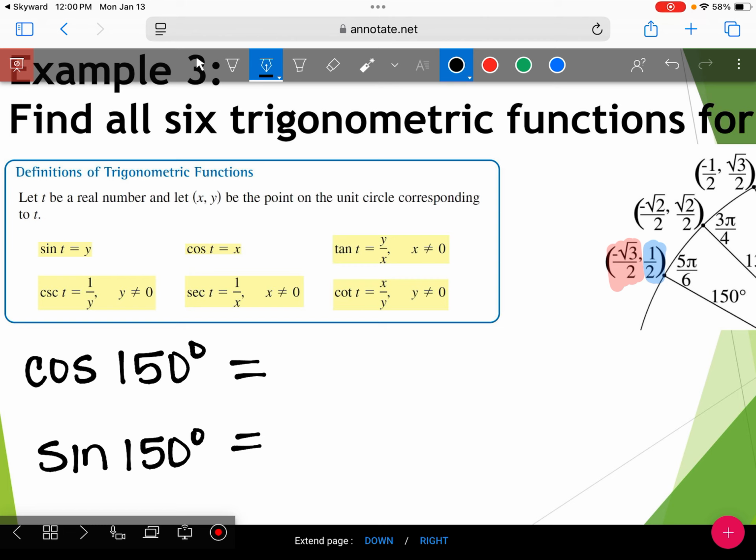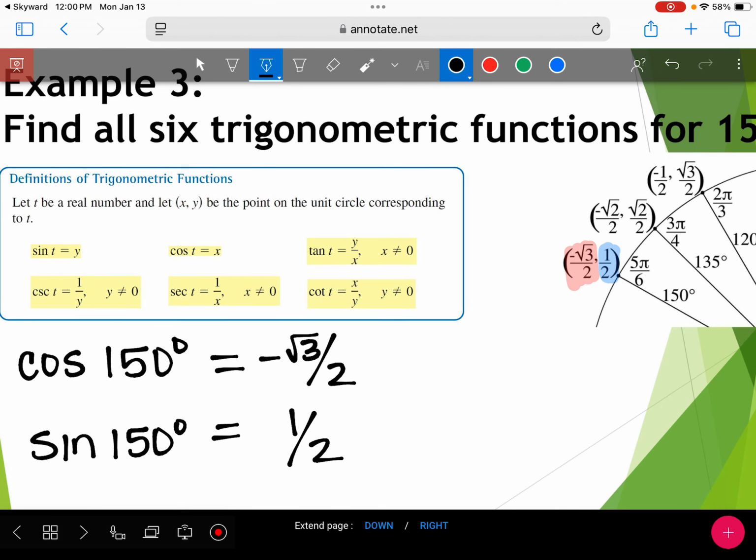Looking at the ordered pair, this is my x and y. X is negative root 3 over 2. So my cosine would be negative root 3 over 2. Sine is what? Positive 1/2. Good. All right, so after I do cosine and sine, then I go to the sisters.